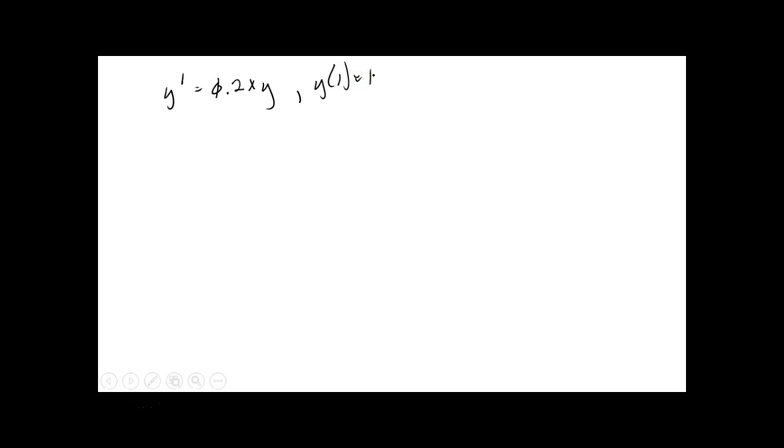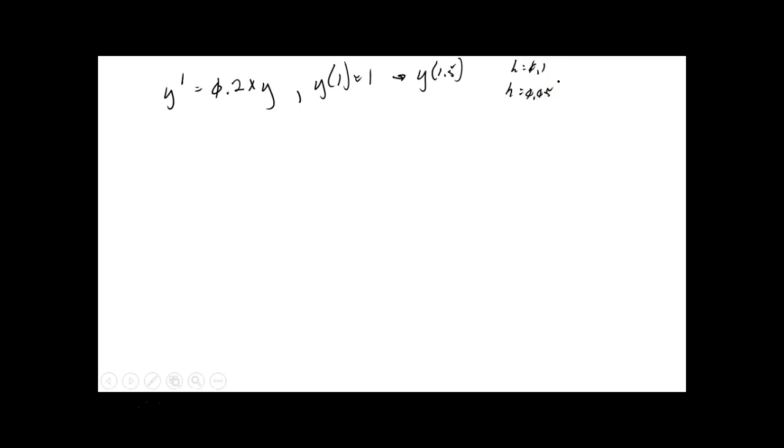It says use Euler's method to obtain an approximation of y of 1.5 using first h of 0.1 and then h of 0.05. So we're trying to go to y at 1.5, and we're going to use first h of 0.1, and then we're going to use h of 0.05.